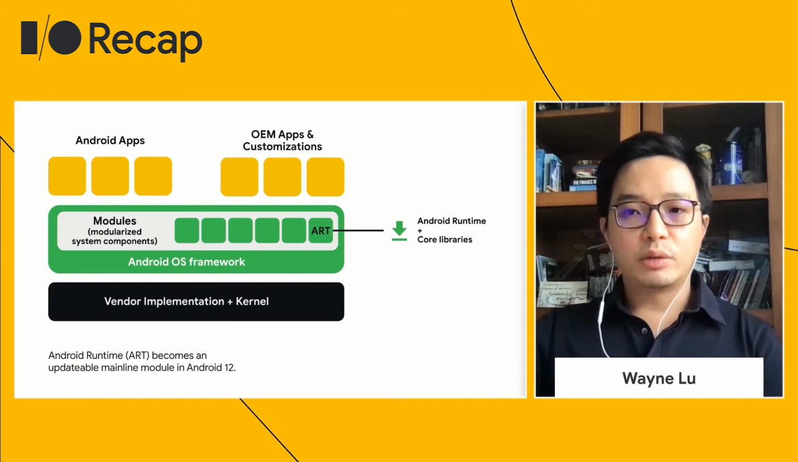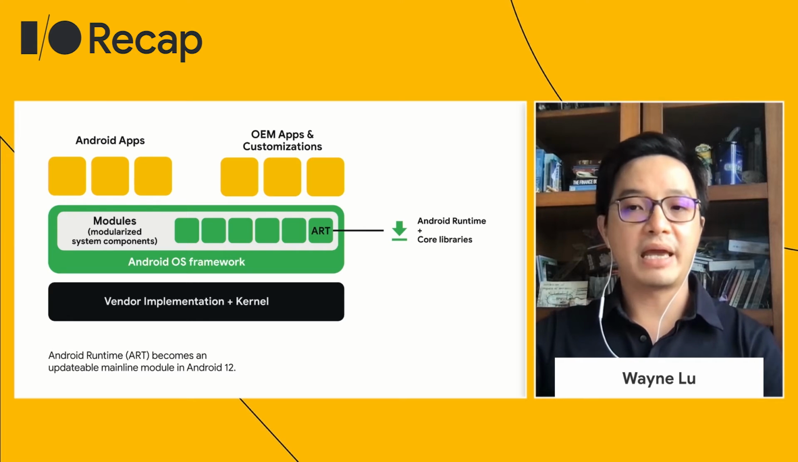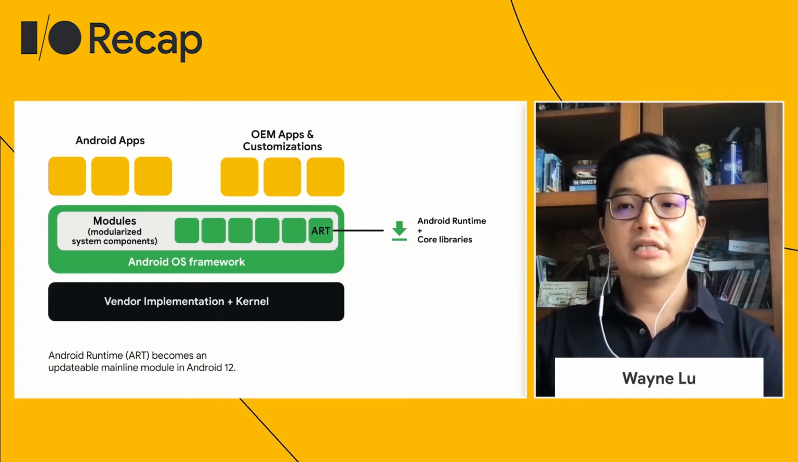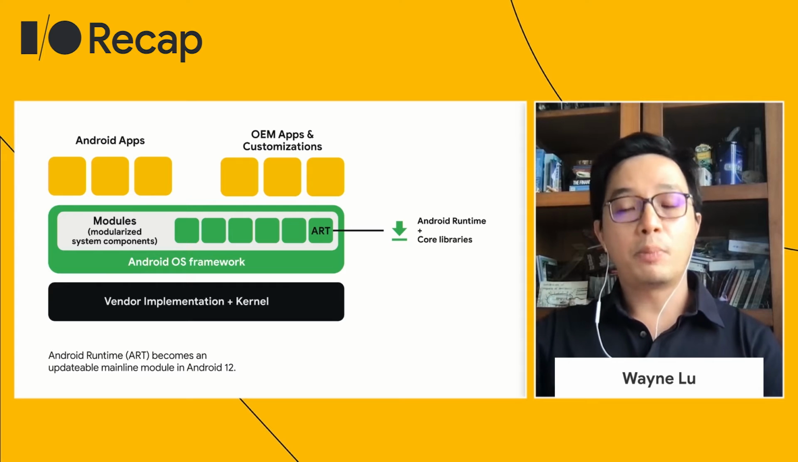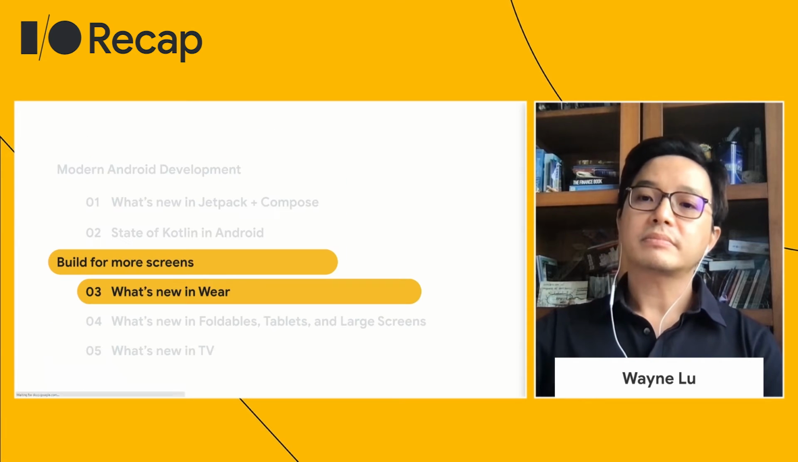Finally, I'm excited to share that ART, Android Runtime, is becoming an updatable mainline module in Android 12. We'll now be able to directly update supported language features and add new APIs on future Android devices. This removes the need to wait for a full operating system update.